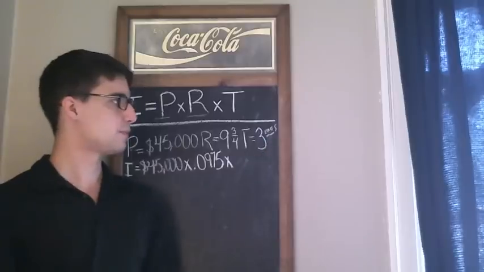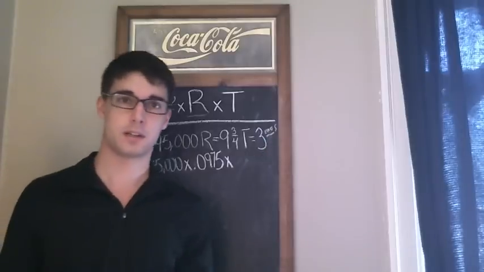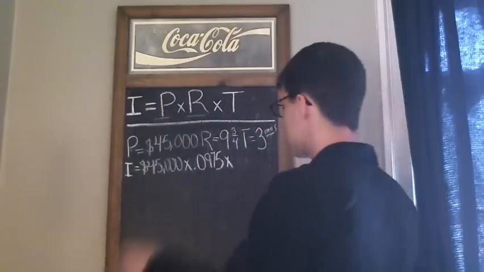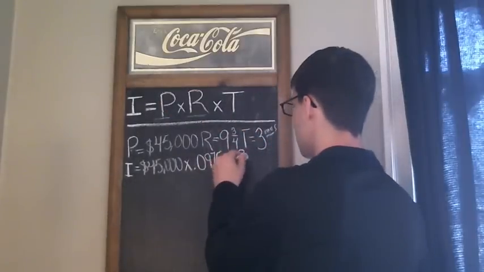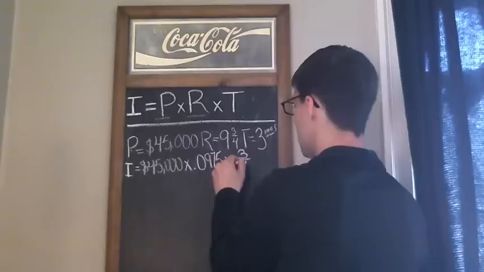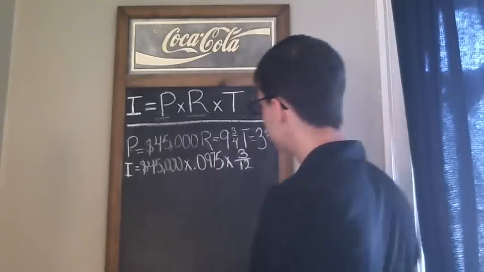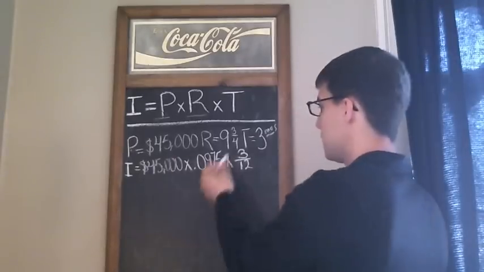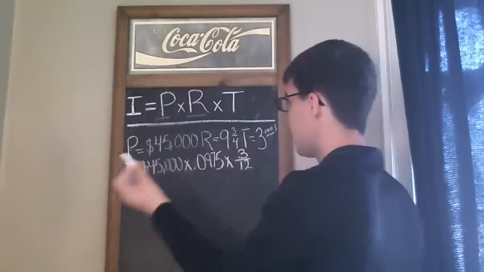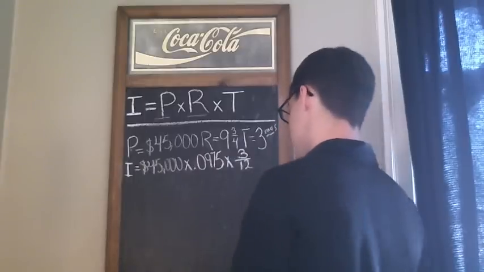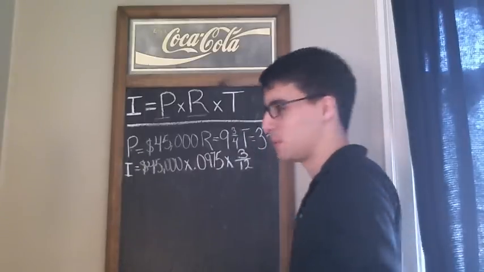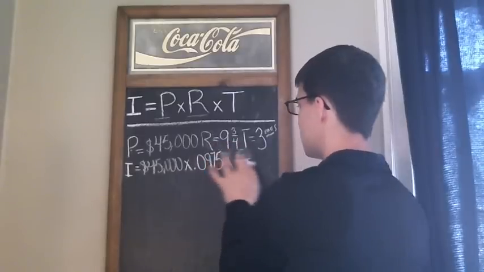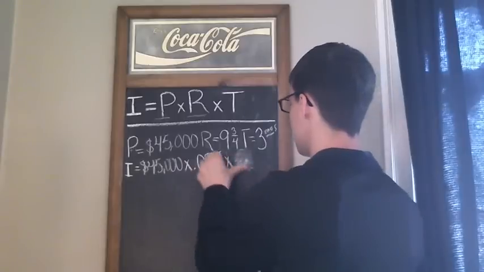So 3 months, if you can't think of it easily, it would be out of 12 months in a year, so it would be the 3 months over the 12 months. Or you can reduce that down and it would be a quarter. And if you reduce that into decimal, it would be 0.25. So let's just put that as 0.25, just to make it easier.